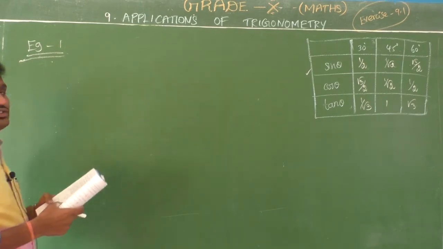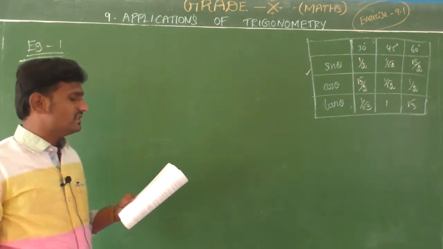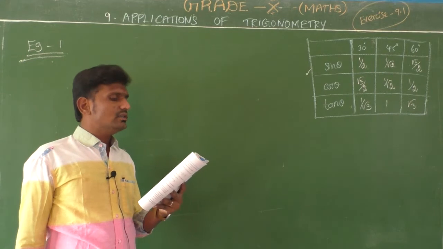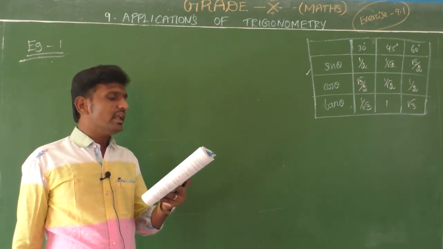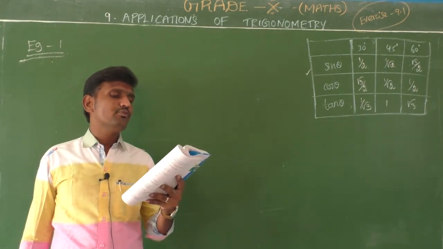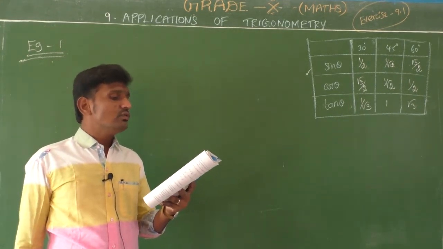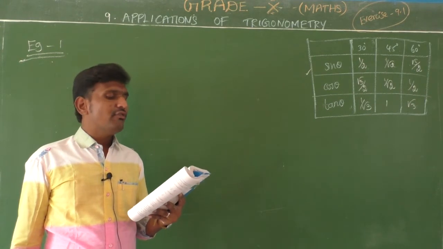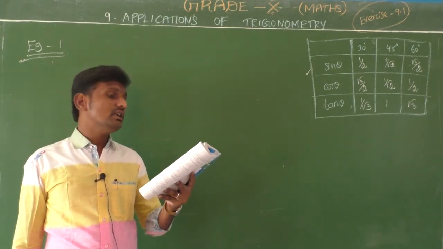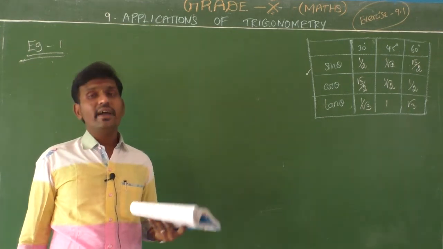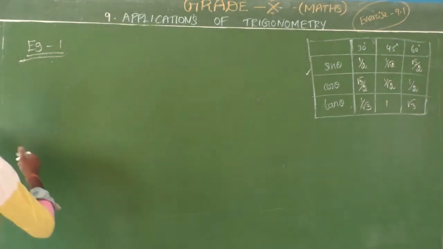Example 1. A tower stands vertically on the ground. From a point on the ground which is 15 meters away from the foot of the tower, the angle of elevation of the top of the tower is found to be 60 degrees. Find the height of the tower. It is very simple, students.